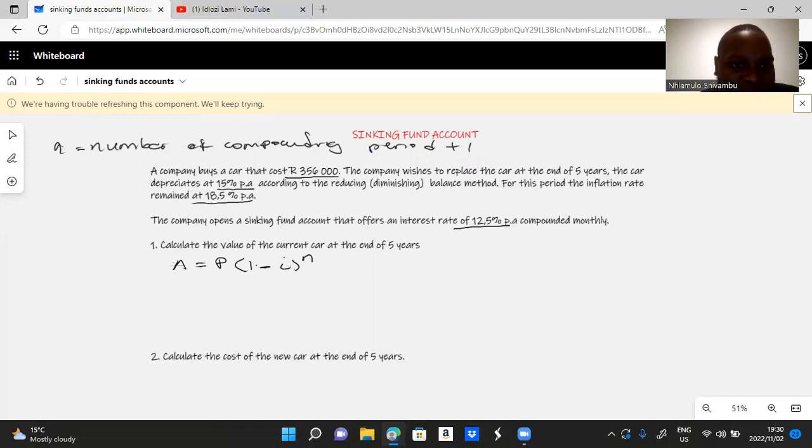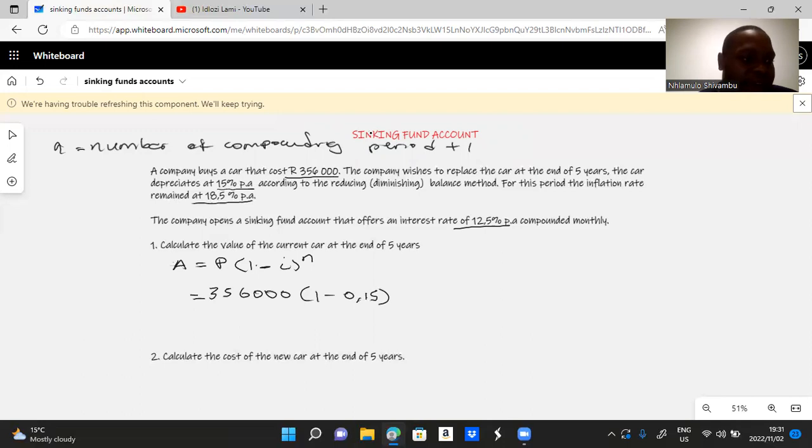So we're trying to calculate the value, which is the book value of this car after 5 years. The cost price, or the initial price of the car, was 356,000, times 1 minus the rate of depreciation. The rate of depreciation here is 15% per annum, so it's 0.15. Depreciation is calculated on a yearly basis, right? So we don't divide by the compounding period, we just write the 0.15. And then to the power n.